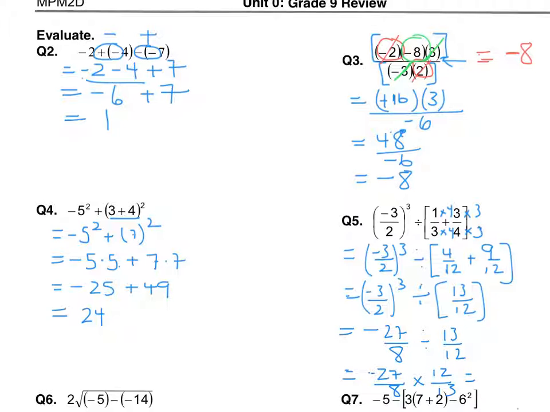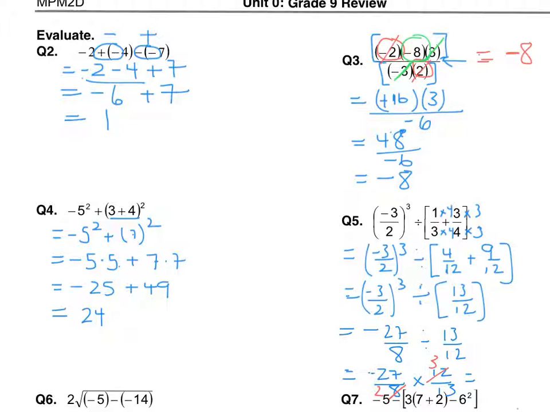I'm almost out of room here. I can do my reducing trick with the 12 and the 8. They can both be reduced or divided by 4. 8 divided by 4 would be a 2. 12 divided by 4 is a 3.